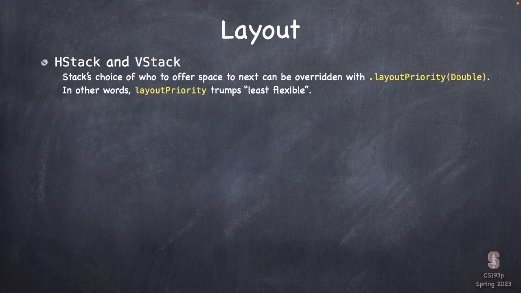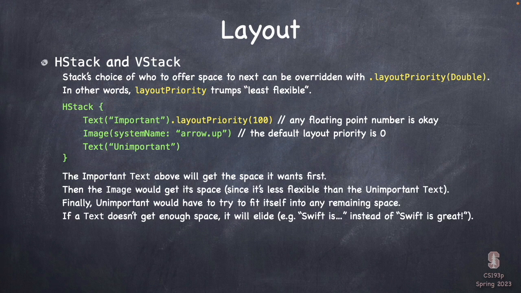So this least flexible thing: I told you that HStack and VStack go to the least flexible guy first and then the next most flexible guy. Well, you can override that with this view modifier called layoutPriority. The layout priority by default is 0. It's a floating point number. You can set it to anything you want and put it on a view. And if it's the one with the most priority, it gets the first chance to get the space out of the HStack.